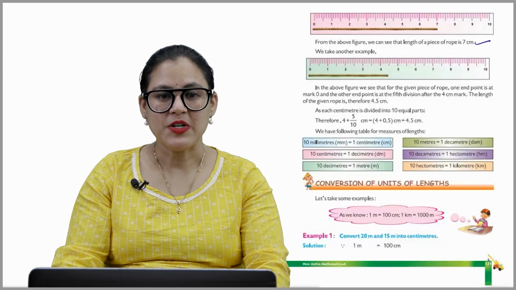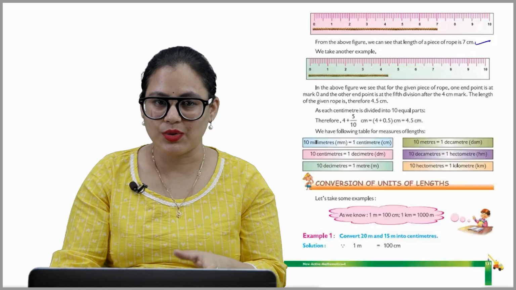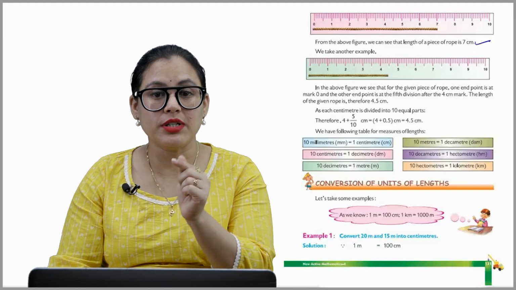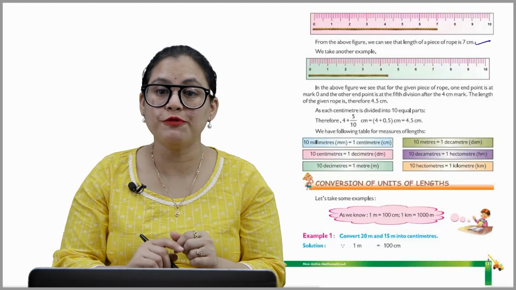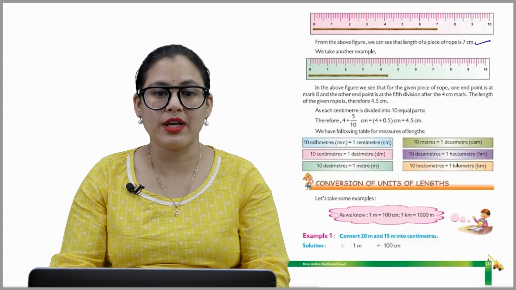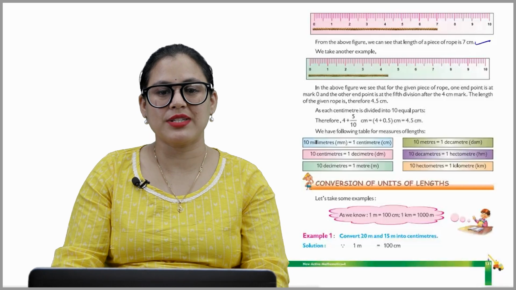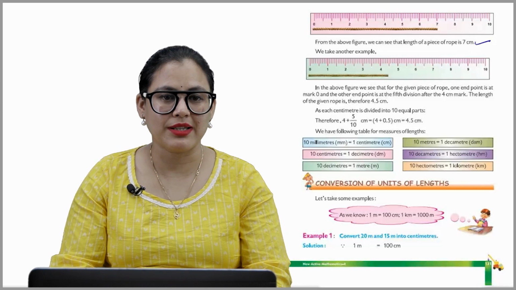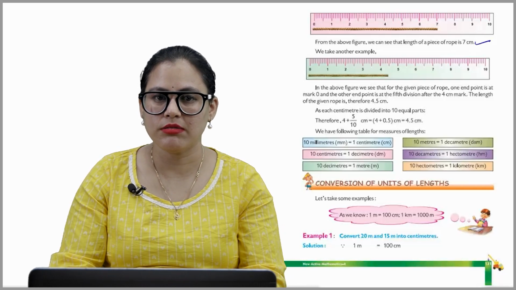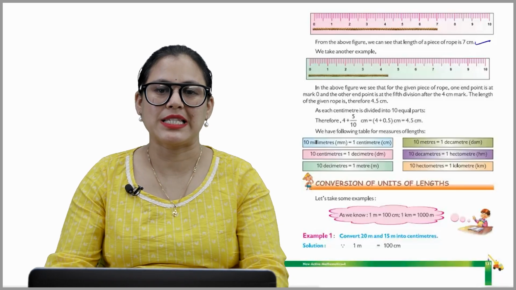Now take another example. In the above figure, we see that for the given piece of rope, one end point is at the 0 mark and the other end point is at the 5th division after the 4 centimeter mark. See carefully. The length of the given rope is therefore 4.5 centimeter. As each centimeter is divided into 10 equal parts, therefore 4 plus 5 by 10 is equal to 4 plus 0.5, that is 4.5 centimeter.